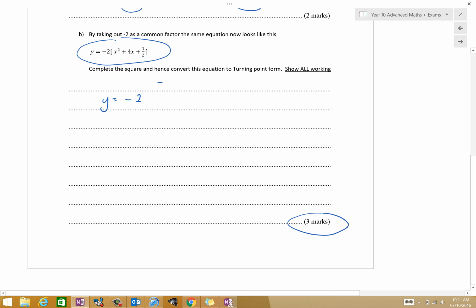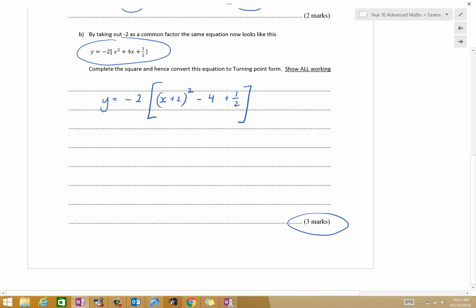Now, minus 2, square brackets, because everything's minus 2, we're completing the square inside the square brackets. If you don't use them, you're going to forget to multiply everything by minus 2 at the end. We're then halving, squaring and adding. So we're halving 4, which is 2. We're squaring it. We're then subtracting it from the same side, which is minus 2 squared, which is minus 4. And then we've got plus a half.